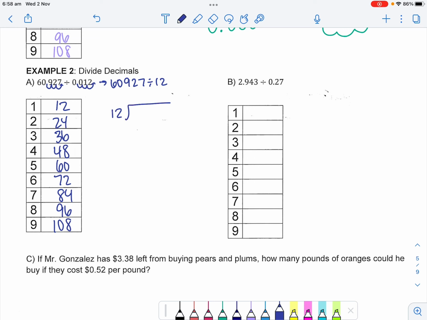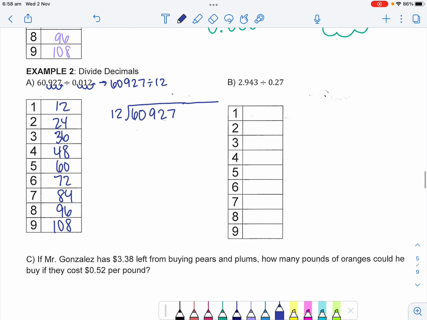So 12 into 60,927. I am going to make sure to leave room because I don't know if this answer has a decimal in it. So 12 goes into 60 5 times. When I subtract, I get a 0, so I'm going to bring down the 9. 12 does not go into 9, so in order to move over, I do have to put a 0 there. So I'm going to bring down 2. 12 goes into 92 7 times, because 96 is too big.